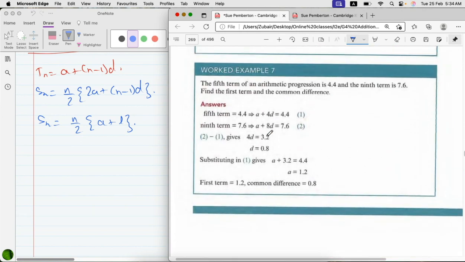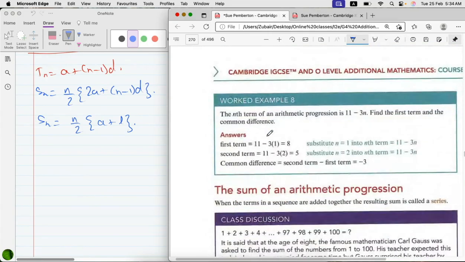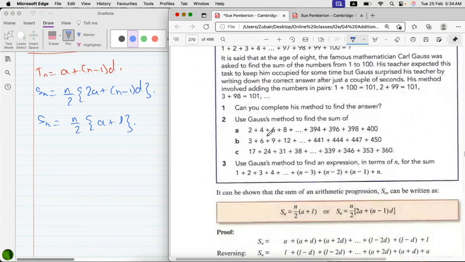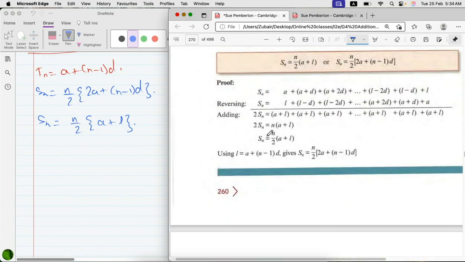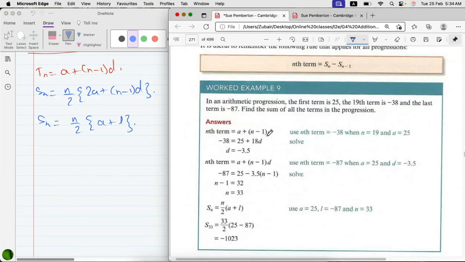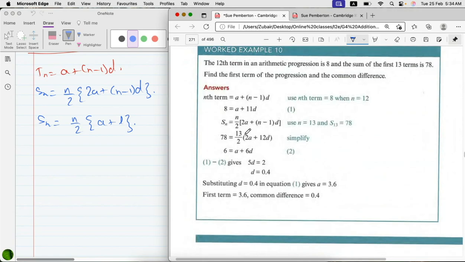Okay. Formulas for sum, difference of two sums, whatever the condition will be.